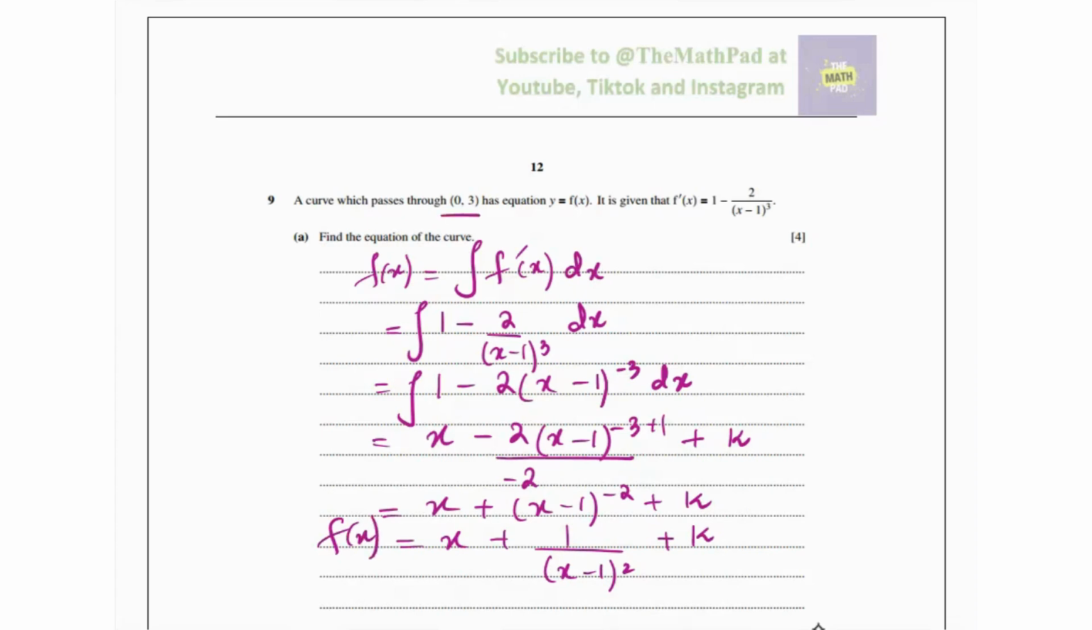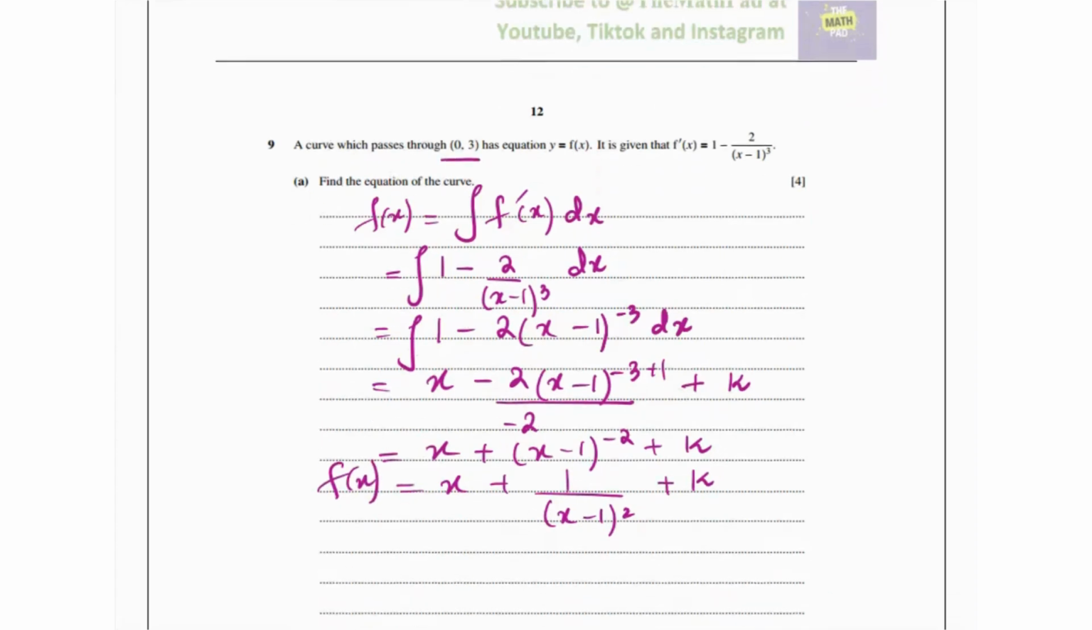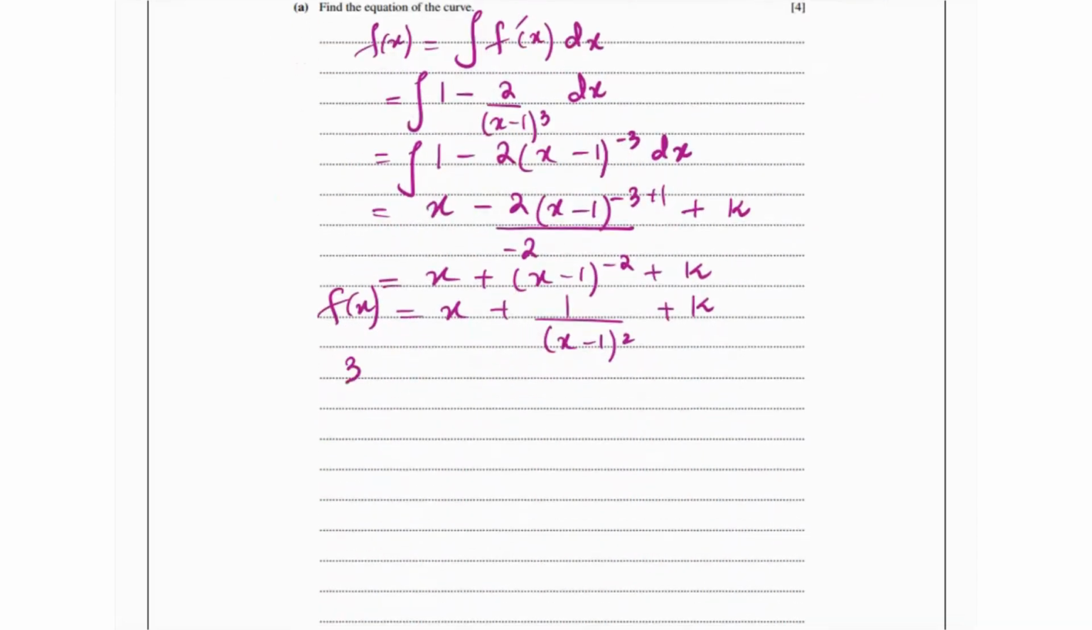Now they've given us a point (0, 3). So when f of x is 3, x is going to be 0.